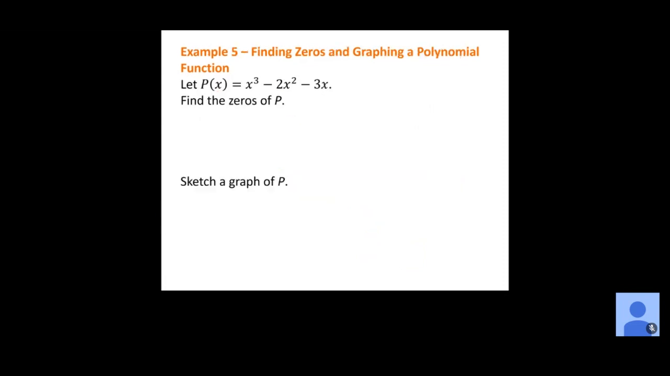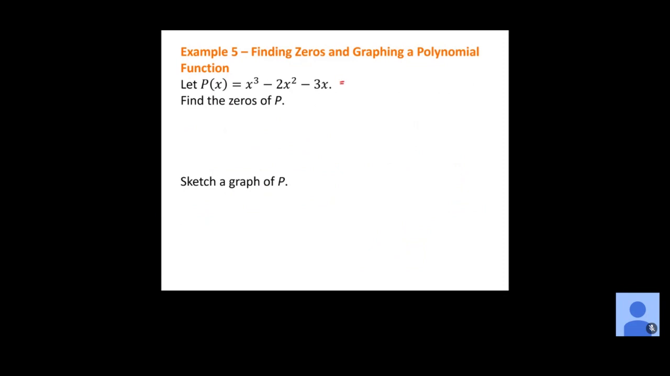All right, now, this time we're going to let p of x equal x cubed minus 2x squared minus 3x. First thing we want to do is find the zeros, and then we're going to try to sketch the graph based off of that. Now, this time they don't give us the factored form, but the first step is going to be factor, right? So we need to actually factor this thing out.